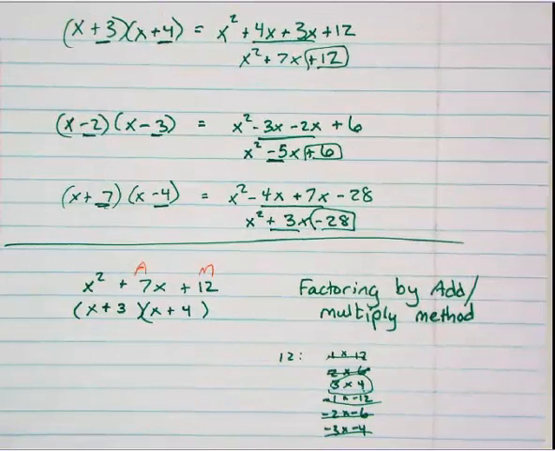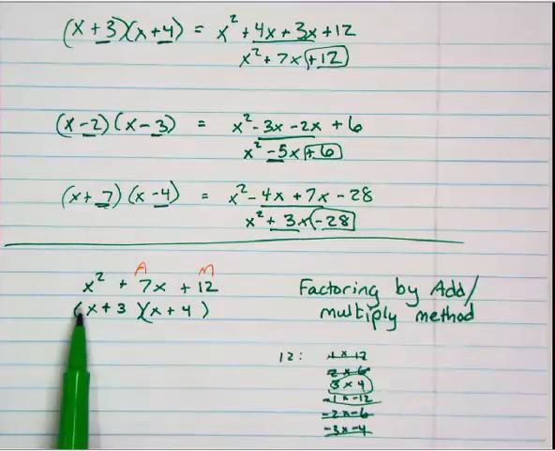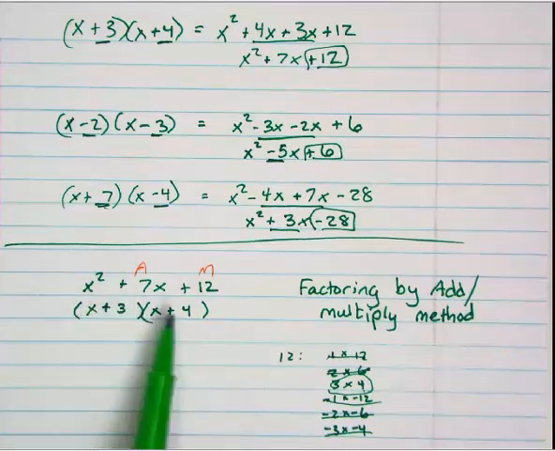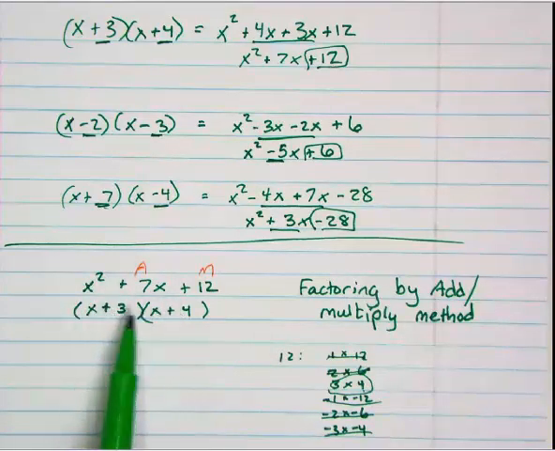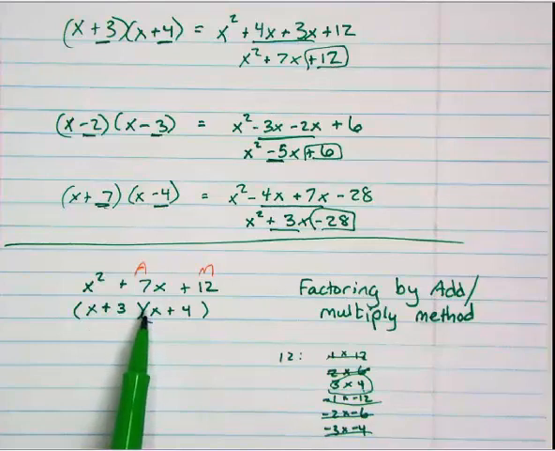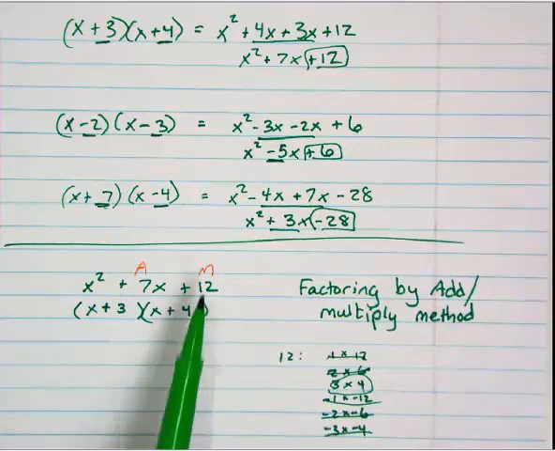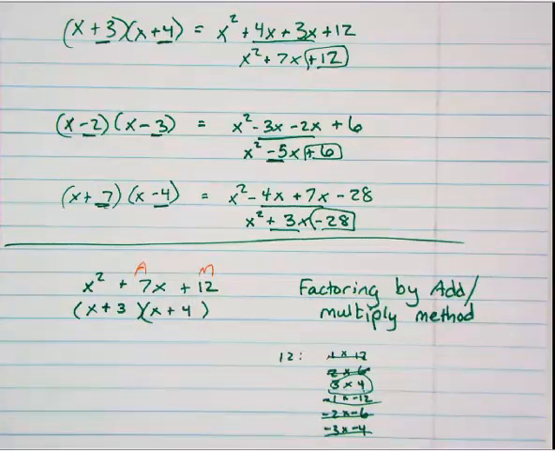Students always ask if it matters which place these go in. It doesn't, because order doesn't matter when you multiply. If we wanted to, we could check this. X times x is x squared. X times 4 is 4x. 3 times x is 3x. 4x and 3x is 7x. And then 3 times 4 is 12. This is factoring by the multiply-add method. Let's try a few others.